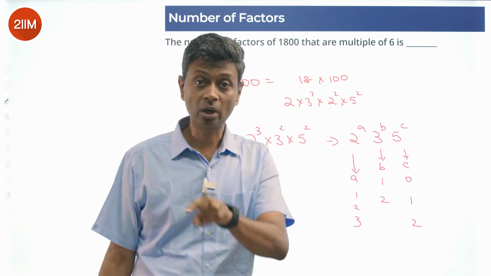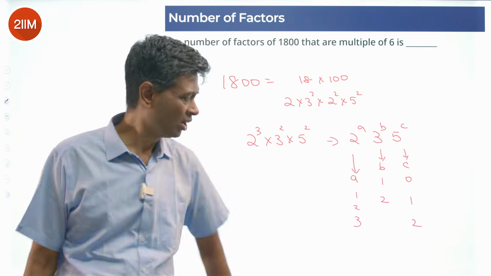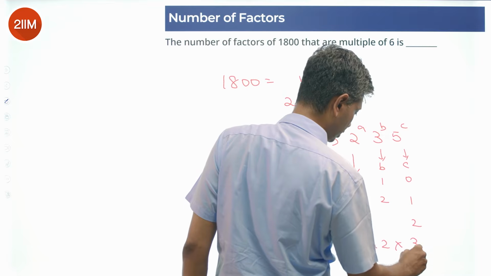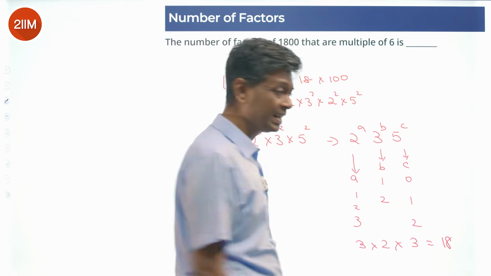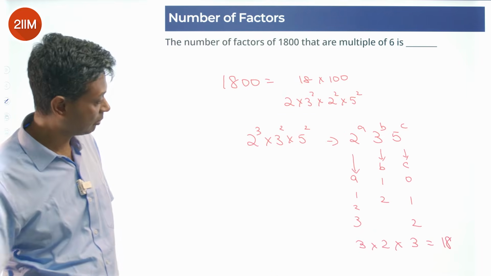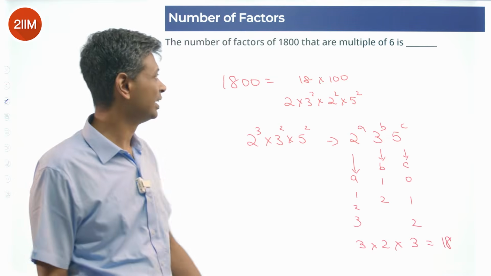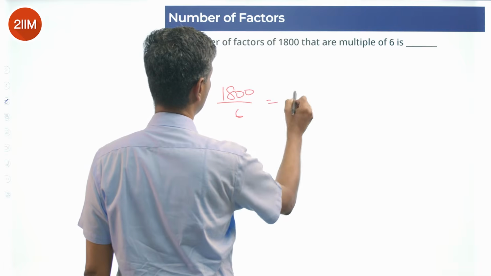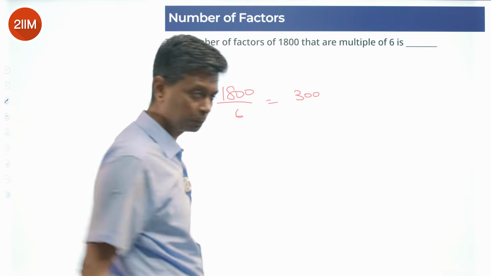B cannot be 0, it will not be a multiple of 3, so it cannot be a multiple of 6. So a can take 3 values, b can take 2, c can take 3: 18 factors. There are 18 factors of 1800 that are multiples of 6. Other way of doing it: take 1800 divided by 6, and find the number of factors of this number.